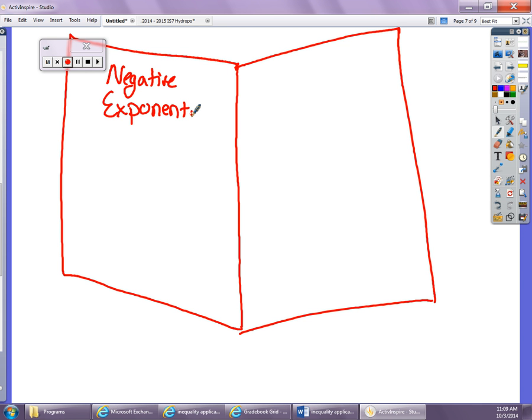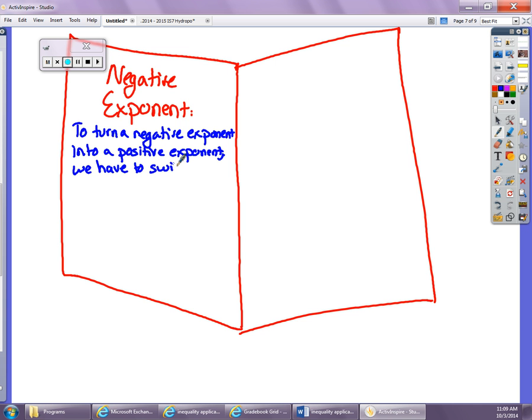So if you have a negative exponent and we want to turn our negative exponent into a positive exponent, what we have to do is switch the line, or rather cross the line, not switch. We have to cross the line.